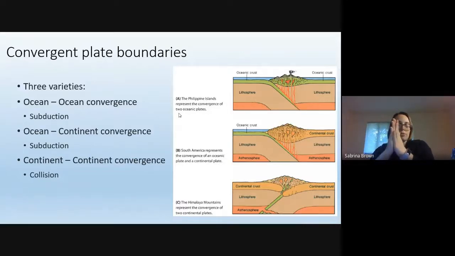With ocean-continent convergence, we also get subduction. This is when we have an oceanic plate and a continental plate converging on each other. The oceanic plate is more dense, and so it's going to sink underneath the continental plate.